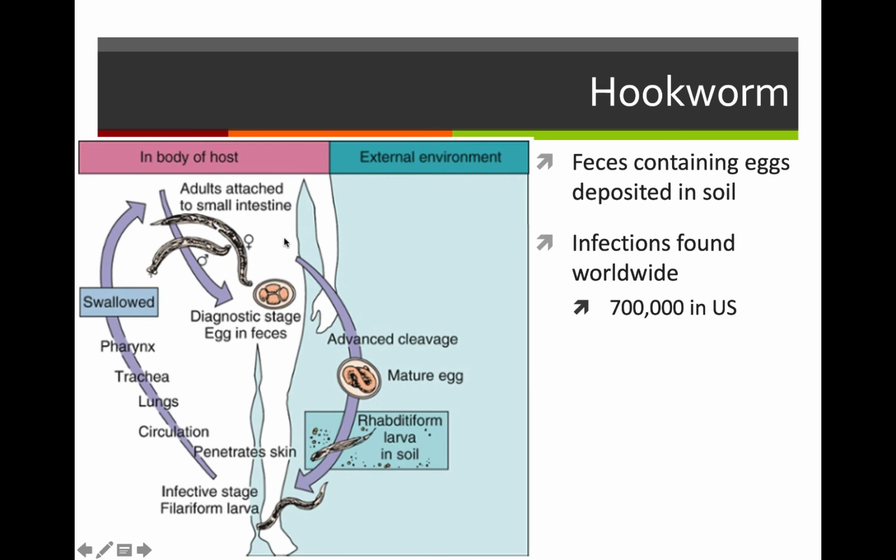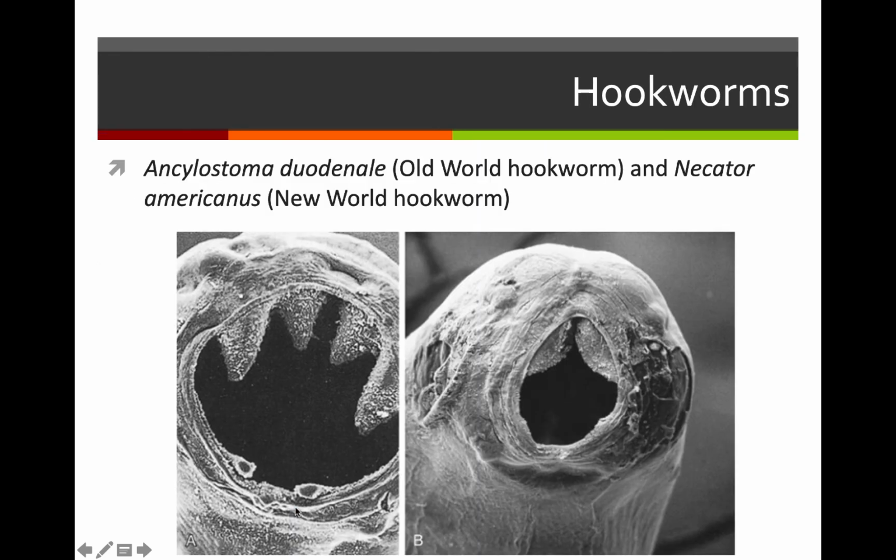is in the body of the host, the feces containing eggs will be deposited in feces. So say we're talking about your dog. Your dog has a hookworm infection. It is going to shed eggs in its feces. In the soil, the egg will continue to mature and it will eventually hatch into a larval form. The larval form will directly penetrate into the skin of the new host using its biting mouth parts.